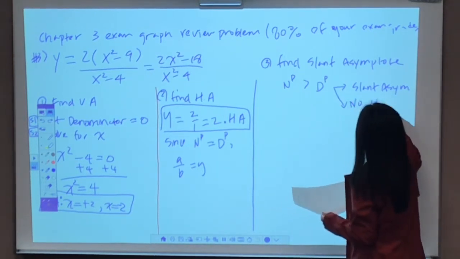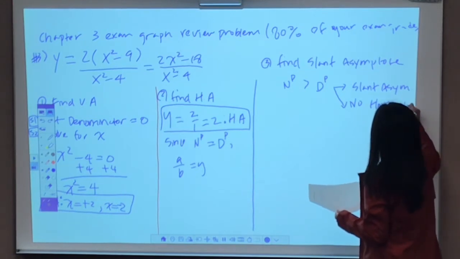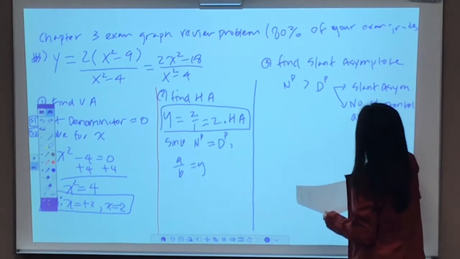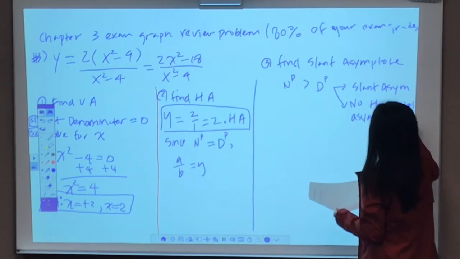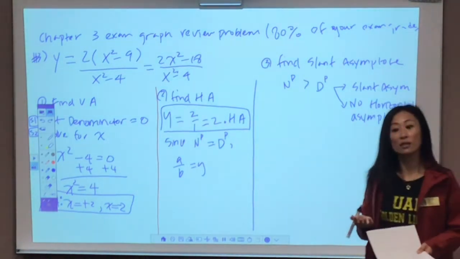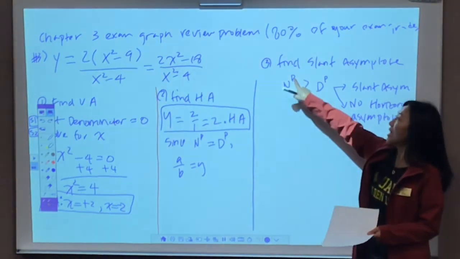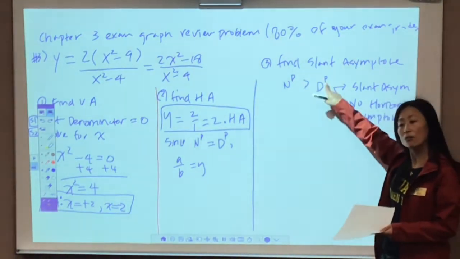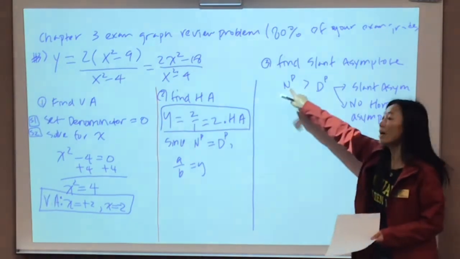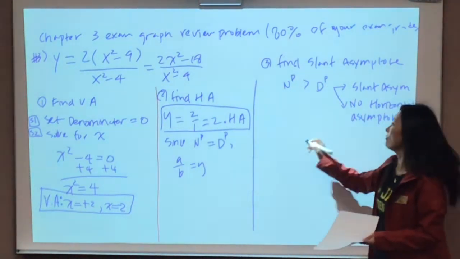And you're also gonna say there is no horizontal asymptote. So if you have a horizontal asymptote, you don't have a slant asymptote. Exactly. So when do you have a slant asymptote? When the numerator power is bigger than the denominator power. For example, like this.